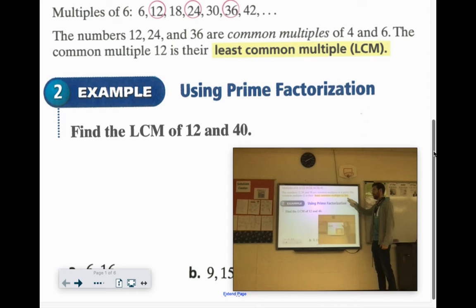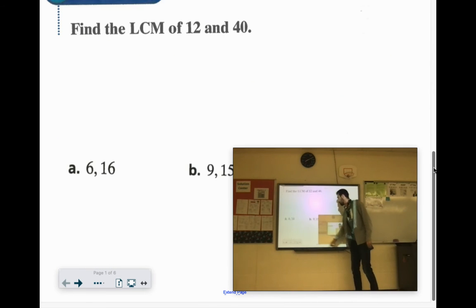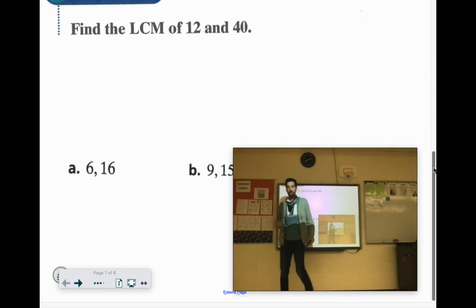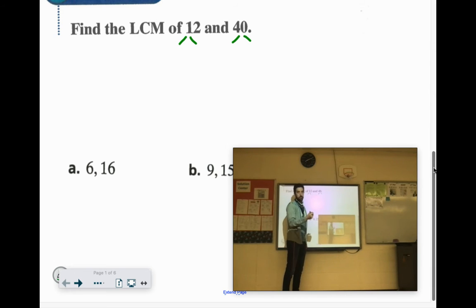I usually call it the lowest common multiple. You see here it says the least common multiple. It's all the same. So find the lowest common multiple of 12 and 40. So this is where I like the prime factorization idea. So what I would suggest is, just like we did with the greatest common factor, we're going to break it down. And we don't need to necessarily break it down to just the prime numbers. I would say try to find the largest number you can that goes into both of them.